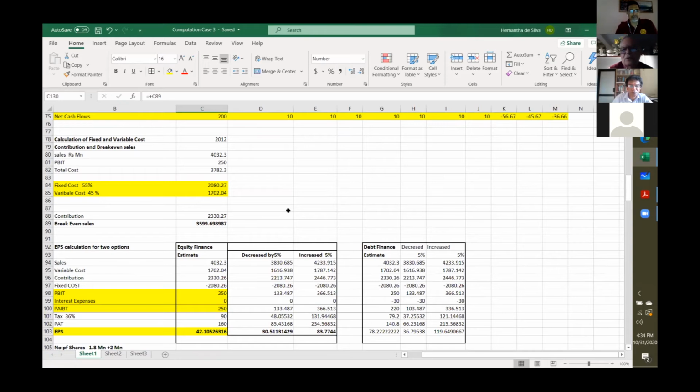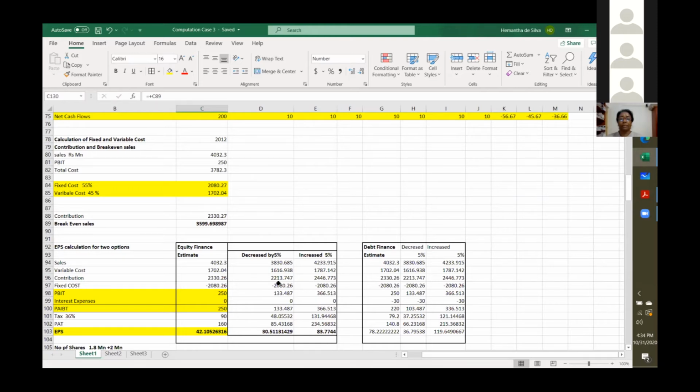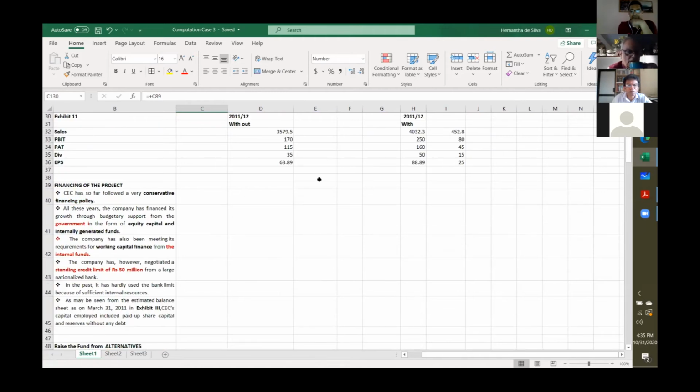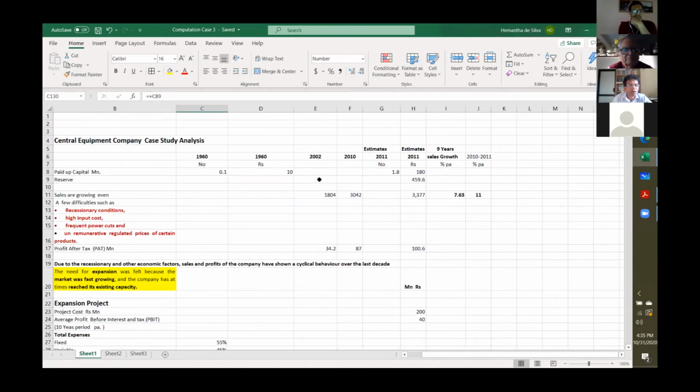Anybody who calculated the change in sales from one year to another year? Could you please mute your mics, except Professor Pandey and Hemanta? Okay. Anybody who has calculated sales growth from 2002 to 2011? Sales growth calculated: 7.63% up to 2011, and from 2010 to 2011 again 11% sales growth. Average I took up to 2010.